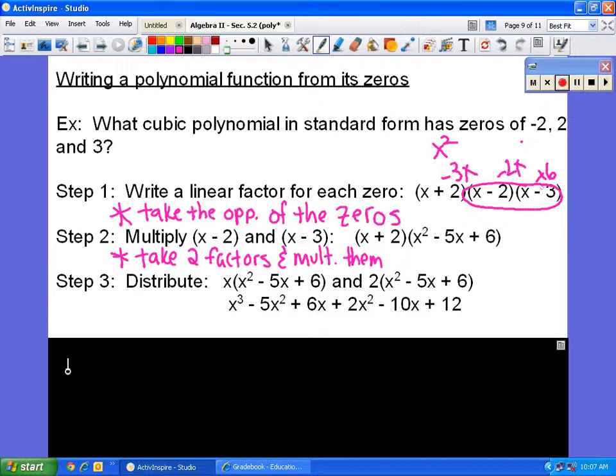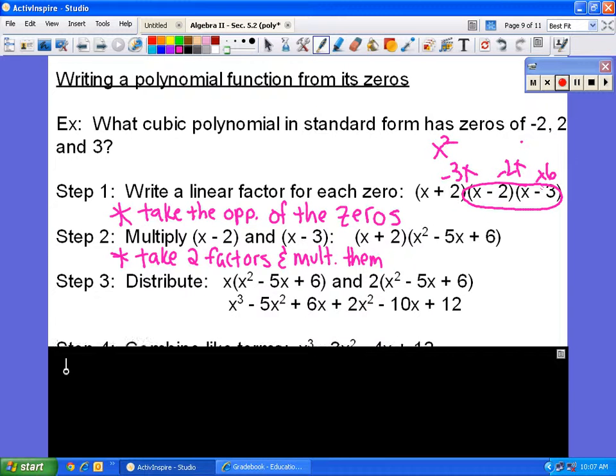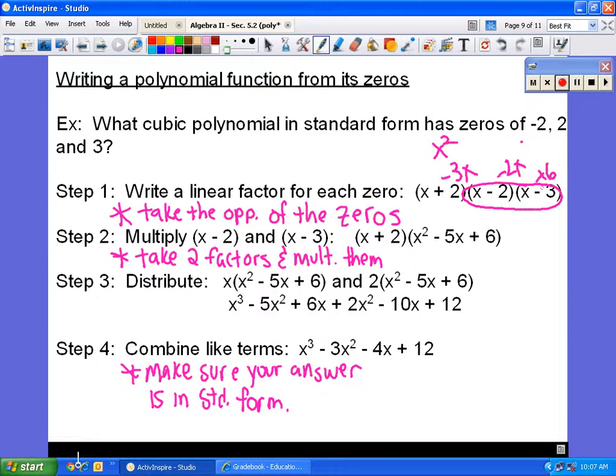Okay, so everybody should be able to tell me what the last step is. Simplify by doing what? Combining like terms. So I'm going to combine all my like terms, and I get my answer. Please make sure that your answer is in standard form, from highest exponent to constants.